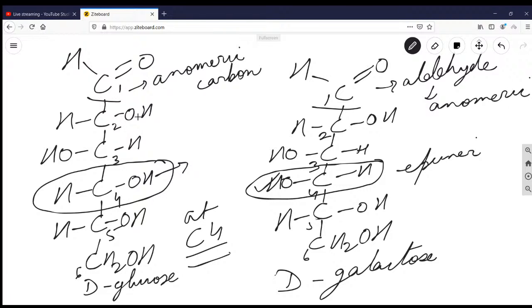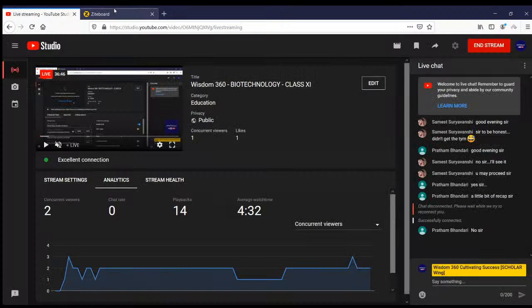Since the OH is in the opposite direction to the OH present in glucose at carbon number 4, and the rest are all in the same direction, you can see the rest of the H and OH are in the same direction. Here the H is in the opposite direction. So this is known as an epimer. At C4, D-glucose and D-galactose are known as epimers.